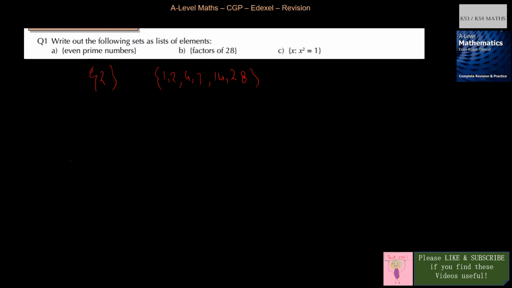The next one is x such that x squared is equal to 1. So x could be minus 1 or plus 1. So that's going to be my set.